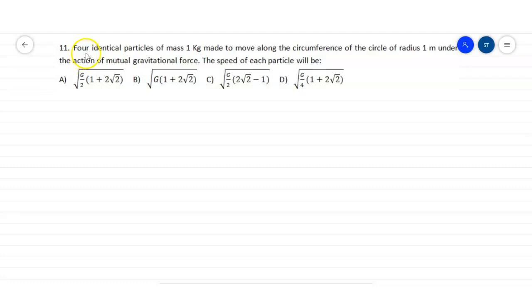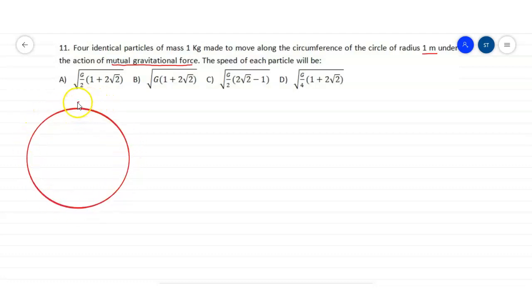Hello everyone. The question given is: four identical particles of mass 1 gram are made to move along the circumference of a circle of radius 1 meter under the action of mutual gravitational force. The speed of each particle will be? Different options are given. So first let us draw the given situation here.